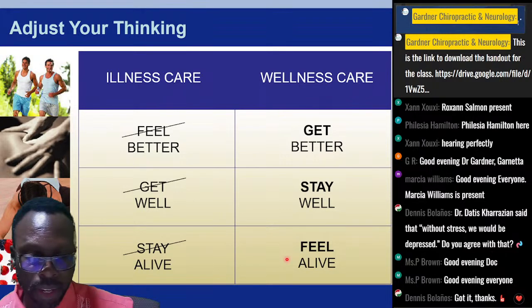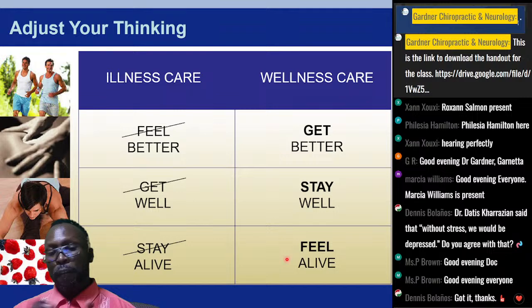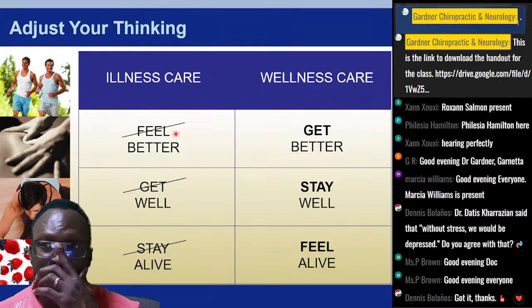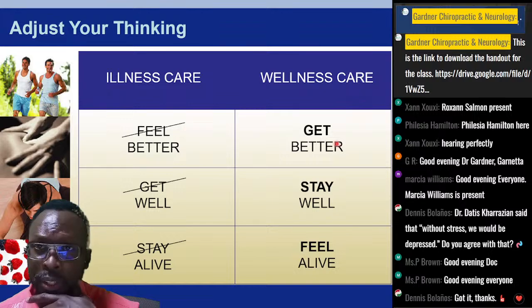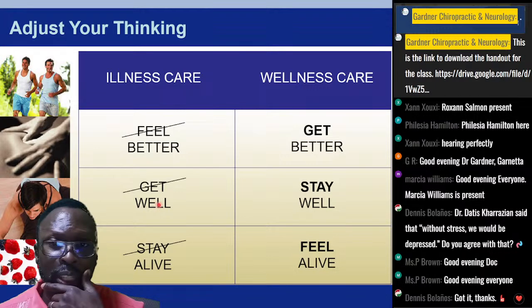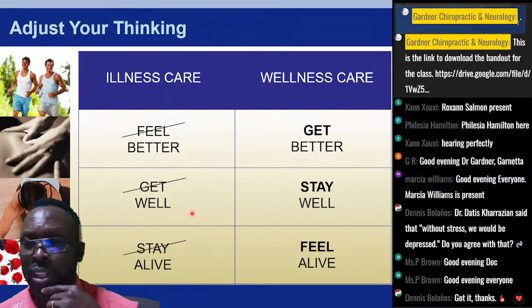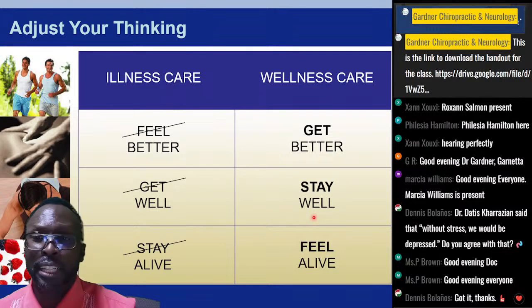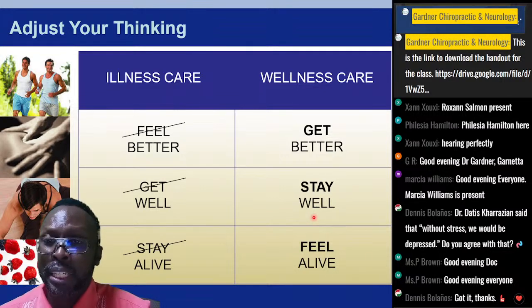I hope that's clear. So watch now, the final slide again: feel better becomes get better. That's preferred. According to illness care way of thinking, get well is what we want to tell people, but the reality is that it's much better for persons to have the mindset of staying well. Make decisions that will maintain you in a state of good health.